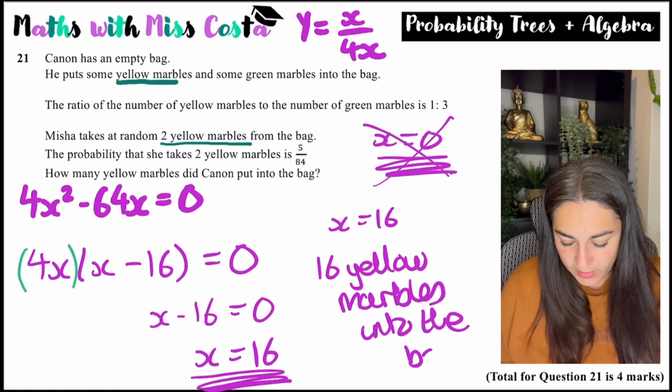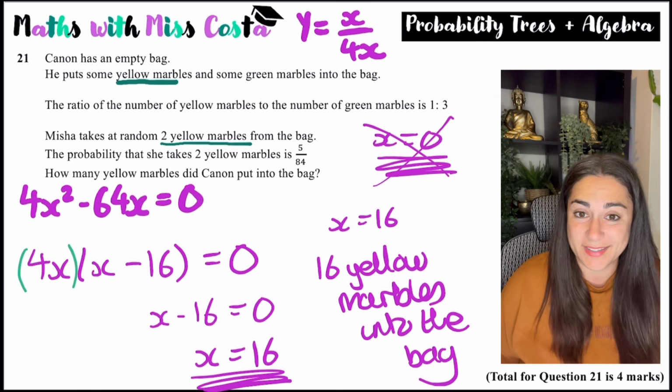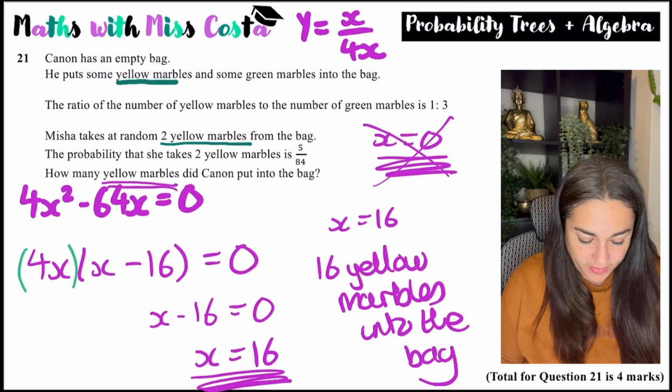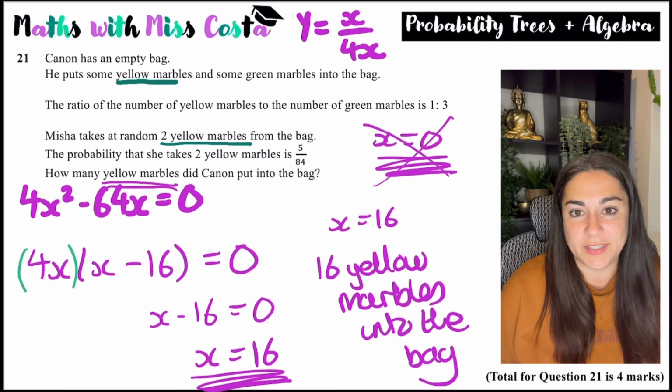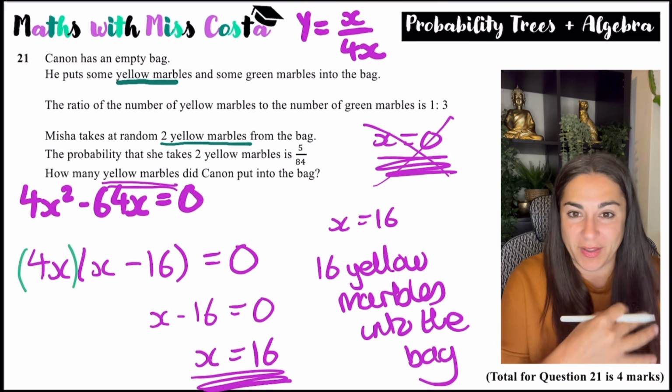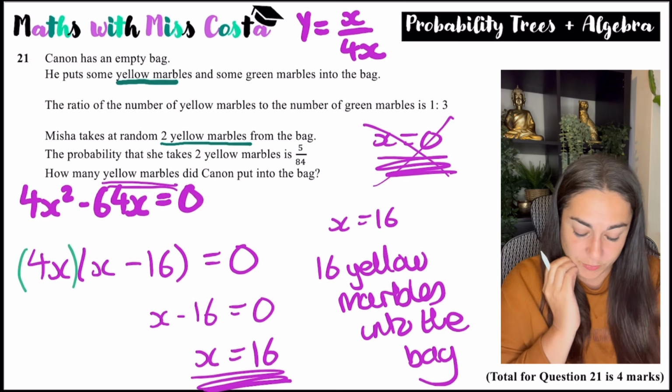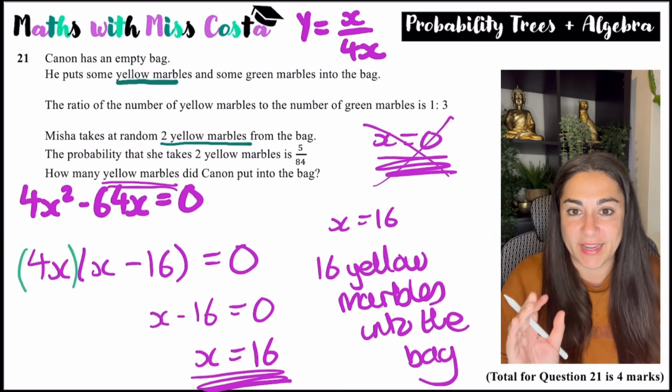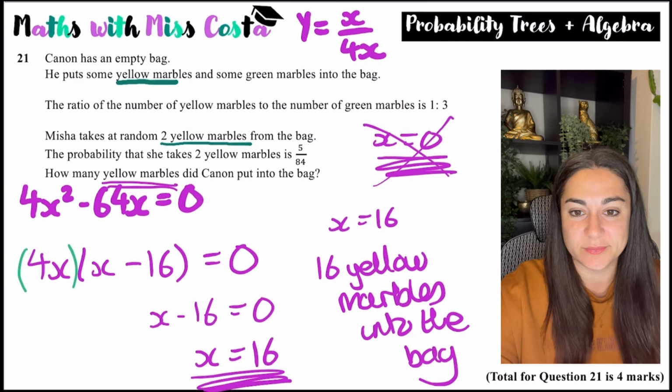And this is why it's helpful to turn it into a quadratic, because if we're trying to find an unknown, it's much easier to work with an expression. We don't have the values to actually create our own probability. But yes, that's how we do a question like that.